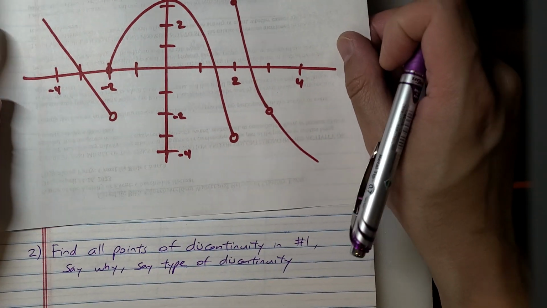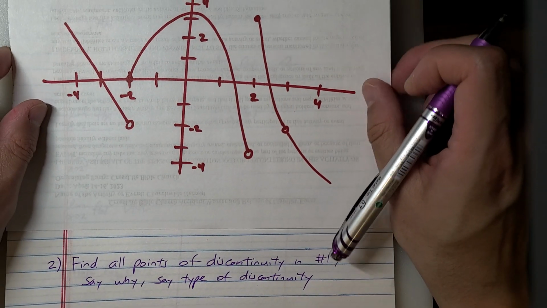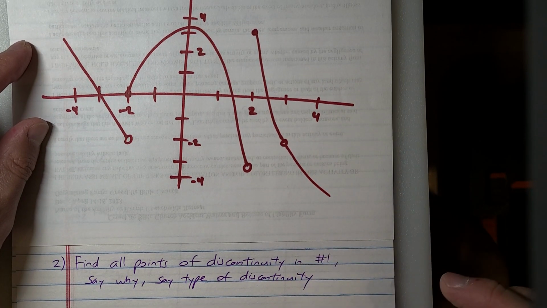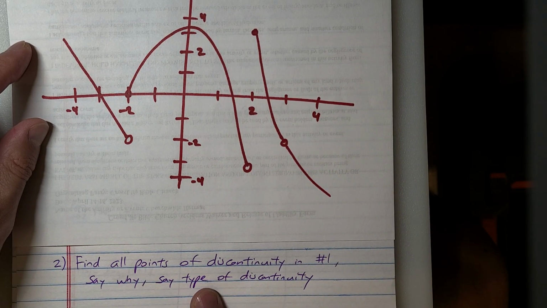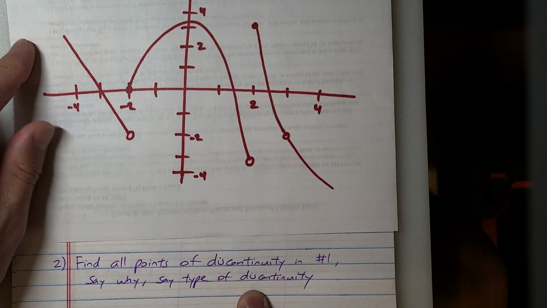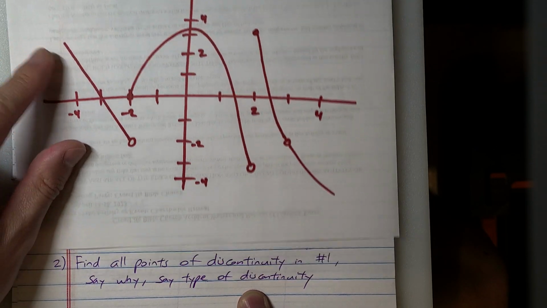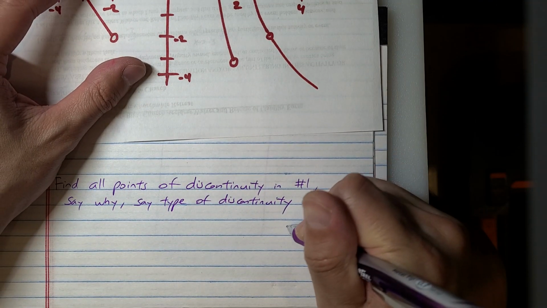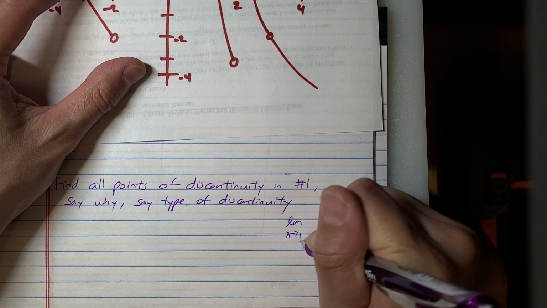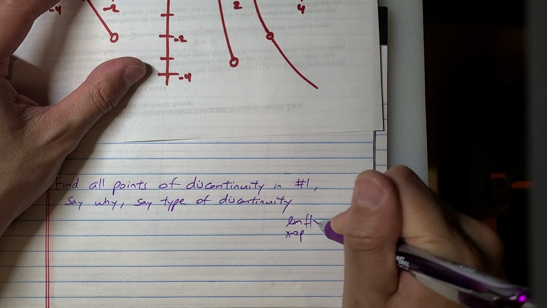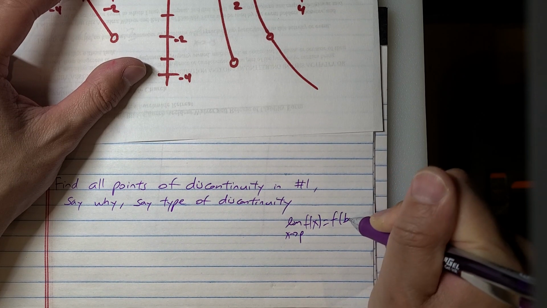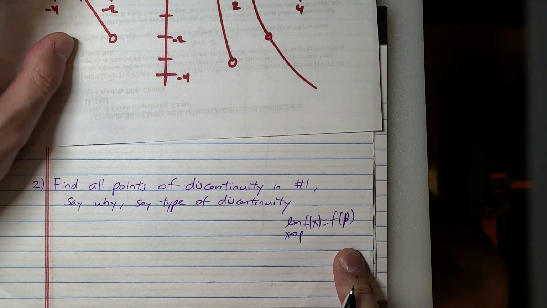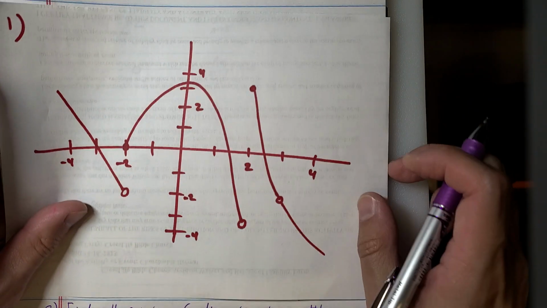Okay? And now we are asked in part 2, or the next question, to use the same graph. And we're asked to find all points of discontinuity. We're asked to say why, and we're asked to say the type of discontinuity. So once again, continuity, let's state the limit definition of continuity. Let's write it over here. Limit as x approaches some point p, let's say, of f of x. If it's continuous, then the limit is just f of p. It's as simple as that. That's continuity, okay? So let's write that down first, and then let's go back here.